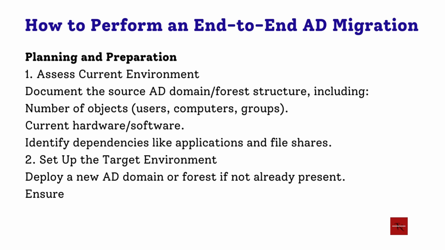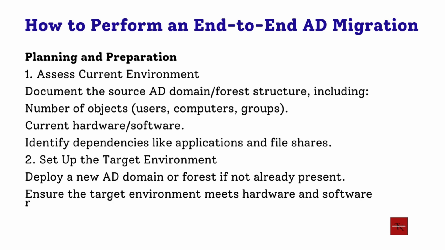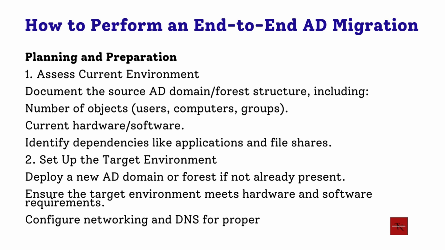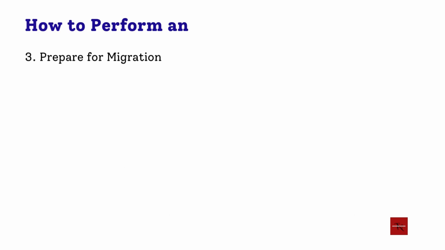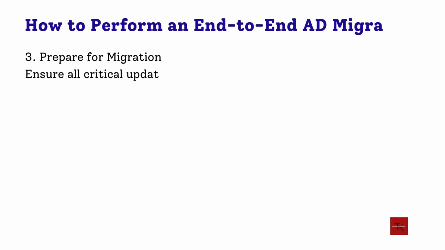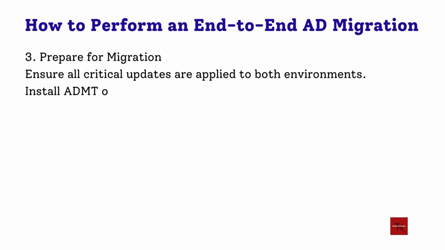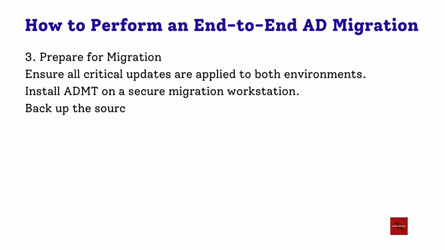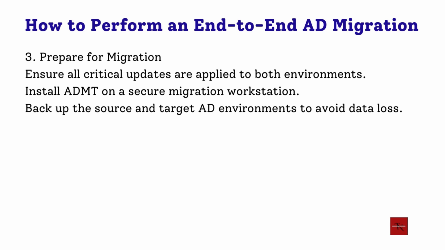Number two, set up the target environment. Deploy a new Active Directory domain or forest if not already present. Ensure the target environment meets hardware and software requirements. Configure networking and DNS for proper communication between domains. Number three, prepare for migration. Ensure all critical updates are applied to both environments. Install the Active Directory Migration Tool on a secure migration workstation. Back up the source and target Active Directory environments to avoid data loss.